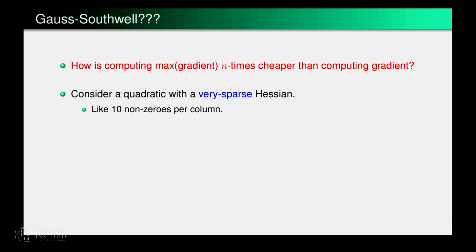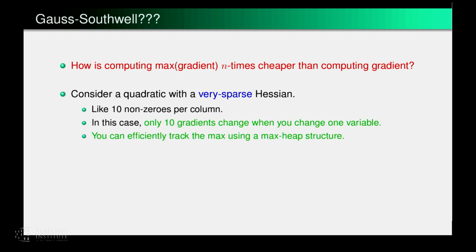OK, so let's think of a problem with a very sparse Hessian. 10 non-zeros per column. And I have the gradient from the last iteration. When I update one coordinate, I'm only going to change 10 gradient values. So instead of recomputing the gradient from scratch at each time, I track the gradient. And if not many values are changing, then I can actually maintain the max the whole time by just using a max heap to keep track of where the max is at all times.